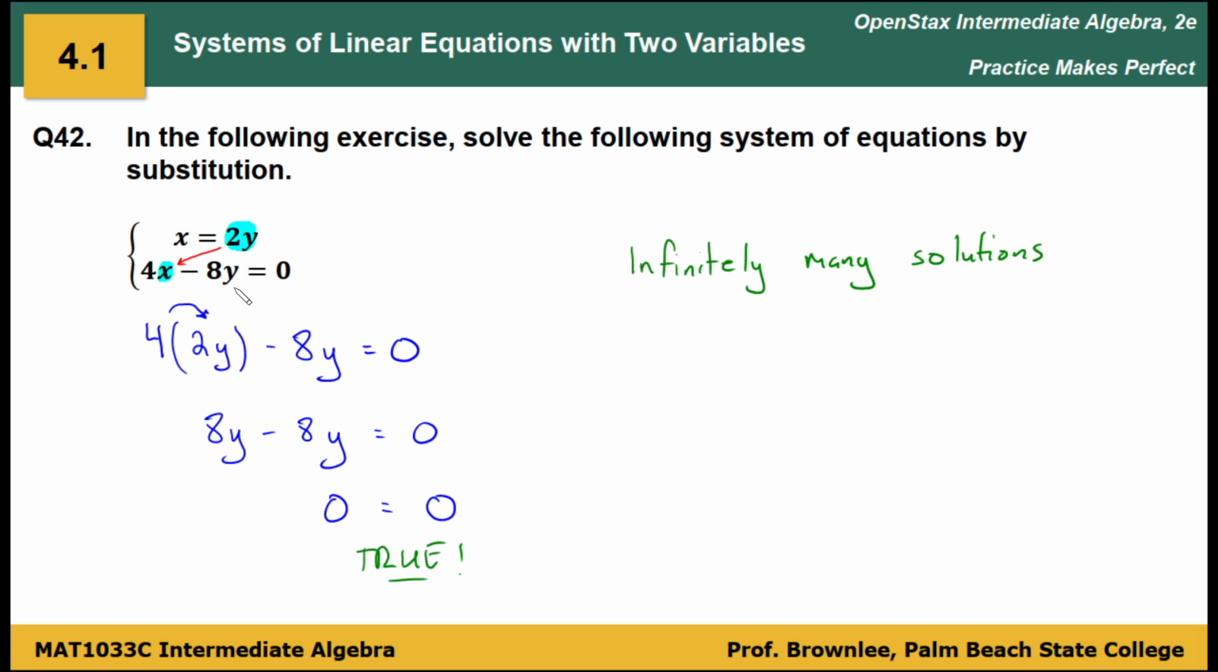So if we were to graph these two equations, we would ultimately see that these two equations really are the exact same thing. They're the exact same line, but we don't have to graph. We can use this more algebraic approach, in this case, substitution. So in question 42, we end up with a system with infinitely many solutions.